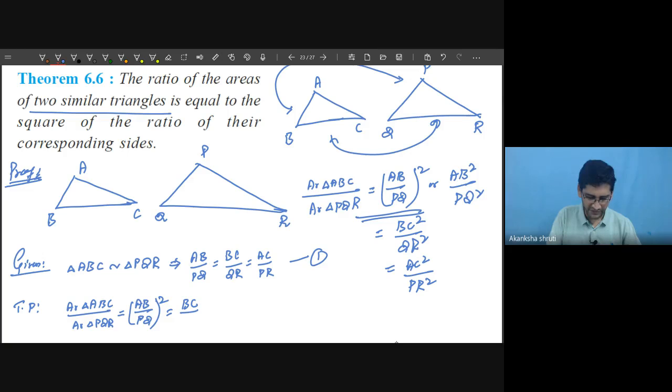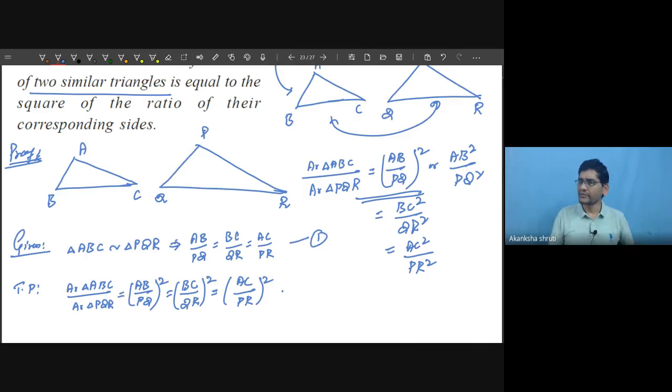Means the side of AB has to be taken in the numerator first, by QR, their square. So square is important here. Then AC by PR. This is to be proved. How to prove?